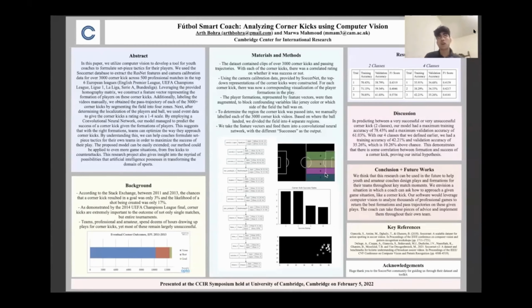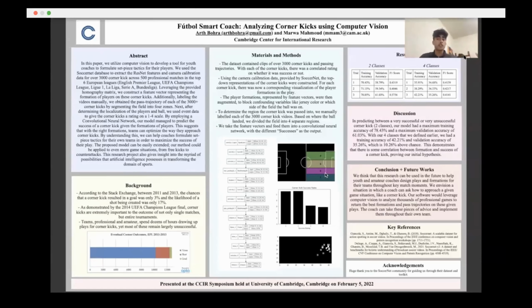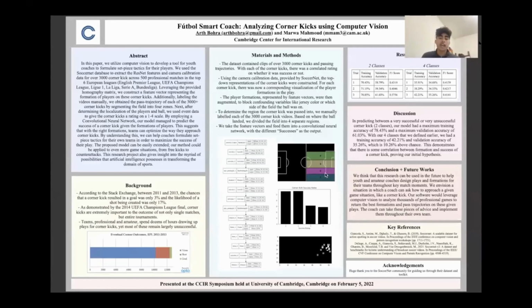Of the cameras throughout the matches. Using these homography matrices, we computed 2D feature representations of players during each corner kick. This allowed us to construct a visualization of a formation. As you can see in this poster, on the bottom we have that visualization of a corner kick formation. The players are all on the right side of the field where the box is, and they're getting ready to score on the corner kick.